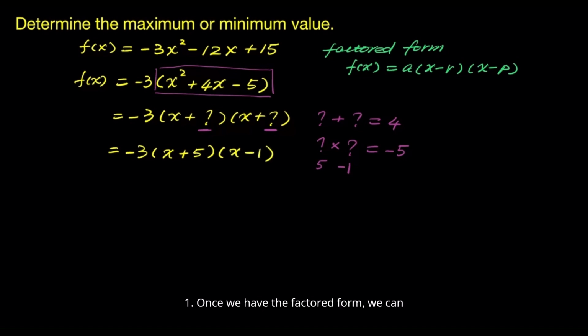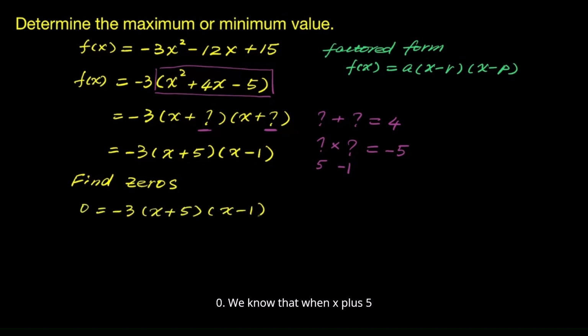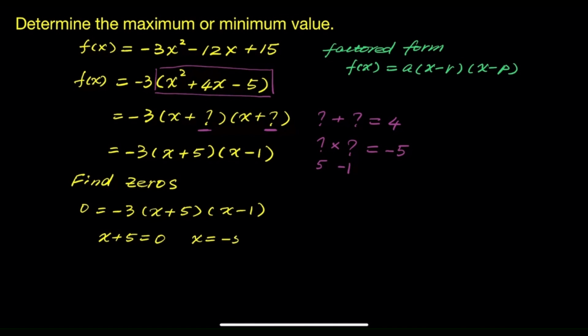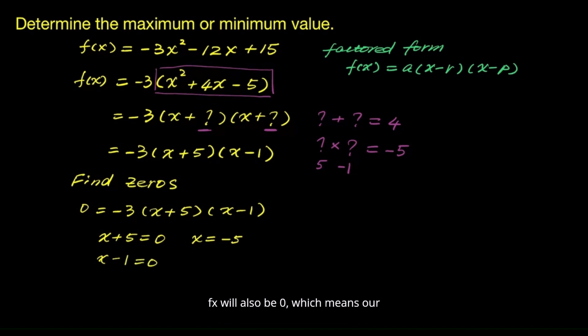Once we have the factored form, we can find the zeros of the function, which are the values of x that make f(x) equal to 0. We need to determine the values of x that make f(x) 0. We know that when x plus 5 is 0, f(x) will be 0. This gives us the first zero, which is x equals negative 5. In the other case, when x minus 1 is 0, f(x) will also be 0, which means our second zero is x equals 1. So negative 5 and 1 are the two zeros of this quadratic function.